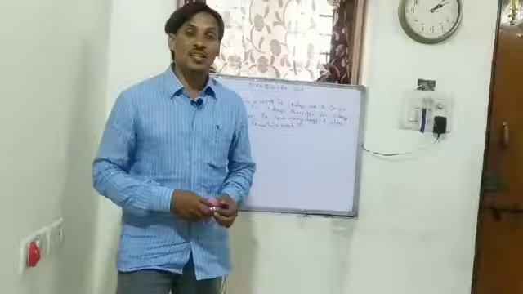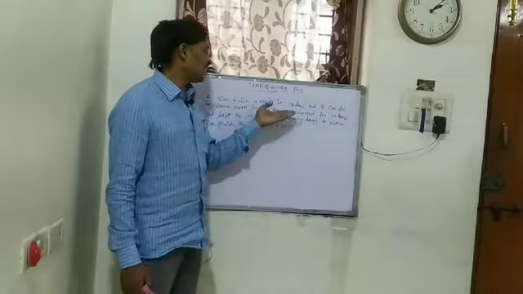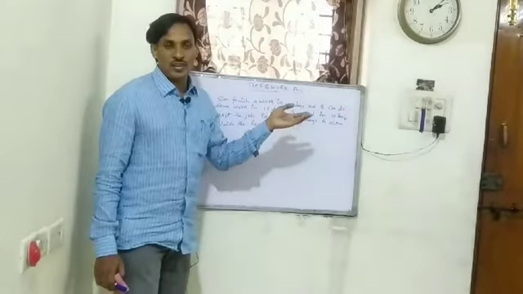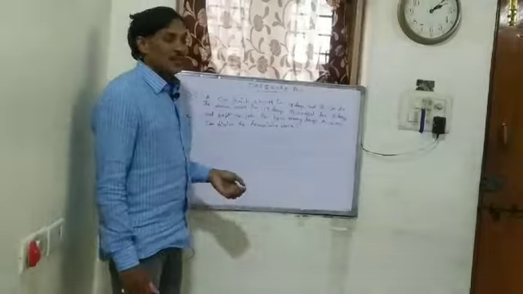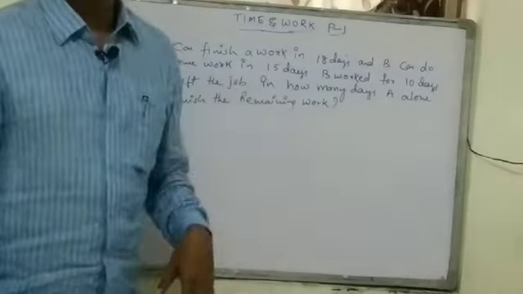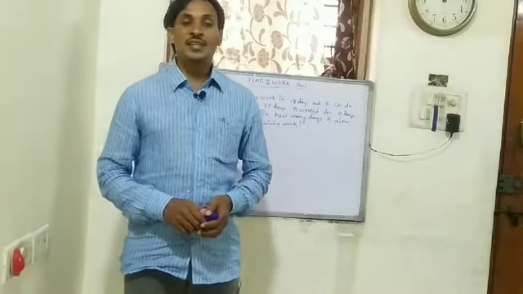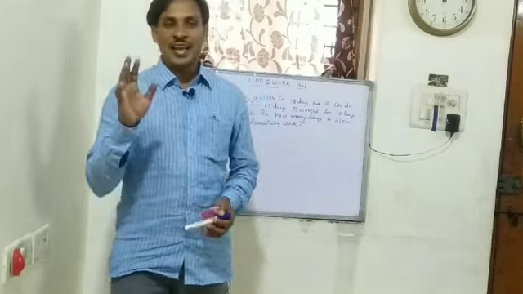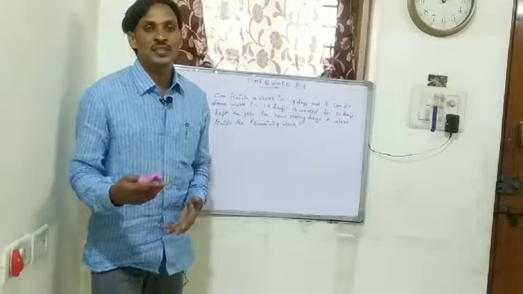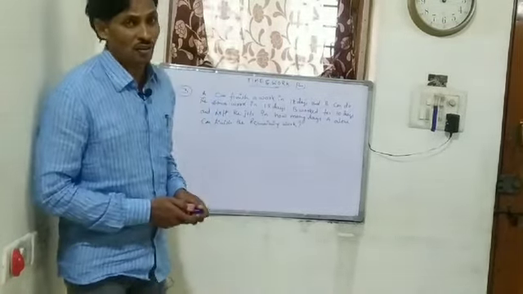Now we will see the third question of this part 1. The third question is: A can finish a work in 18 days and B can do the same work in 15 days. B worked for 10 days and left the job. In how many days can A alone finish the remaining work? Now I am explaining this one only in the shortcut method. I already explained the detailed method in the first and second sums, and from now onwards all the sums will be explained only in the shortcut way for competitive examinations, for all the examinations.